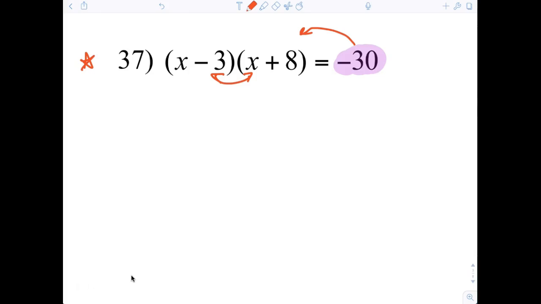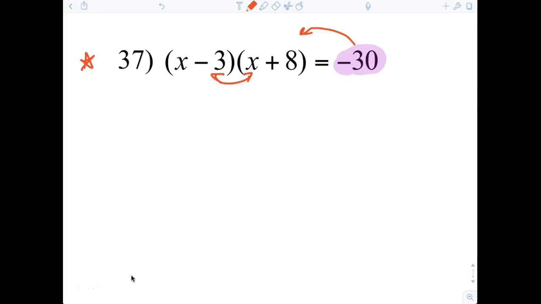But I'm expecting you guys to do this. Here's what I'm asking you. Look up and see if you can do this. If you multiply that out, you should be able to look at that and say that that is x squared plus 5x and then minus 24 equals negative 30. Everybody should be able to do that. Because you're supposed to recognize that pattern.